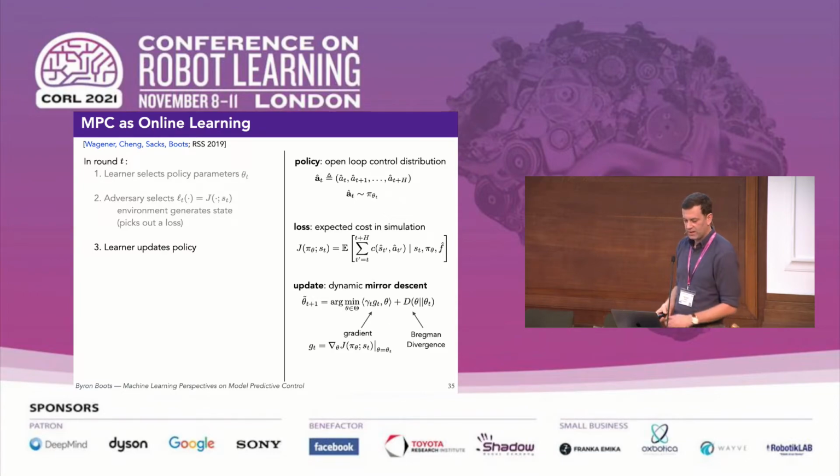So in order to do this, we use an algorithm called dynamic mirror descent. And this algorithm has two steps. So in the first step, it just performs mirror descent to update the control distribution so it has lower loss. That is so that we perform better in simulation at the current time step.